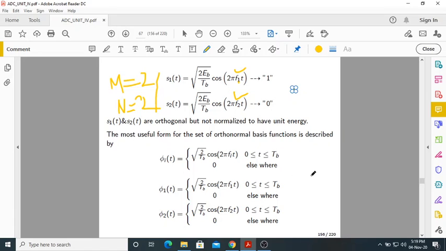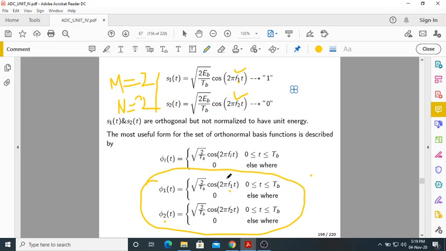What are they? Phi 1 of t equal to root 2 by Tb cos 2 pi f1 t. Phi 2 of t equal to root 2 by Tb cos 2 pi f2 t. These are the two basis functions we have. How do we get these two basis functions? From the Gram-Schmidt orthogonalization procedure. But here we don't need that rigorous procedure. We just write them down directly.